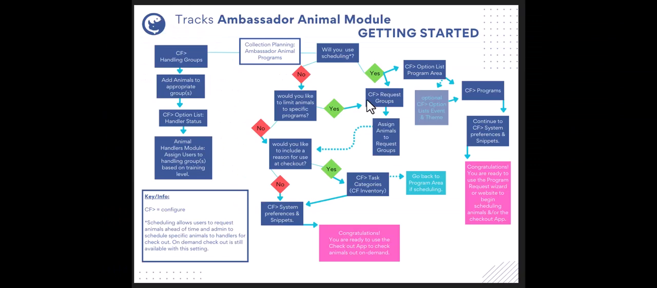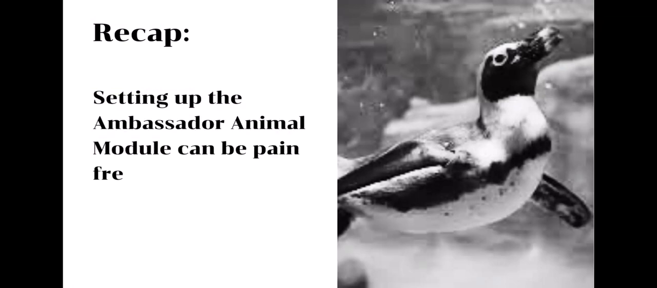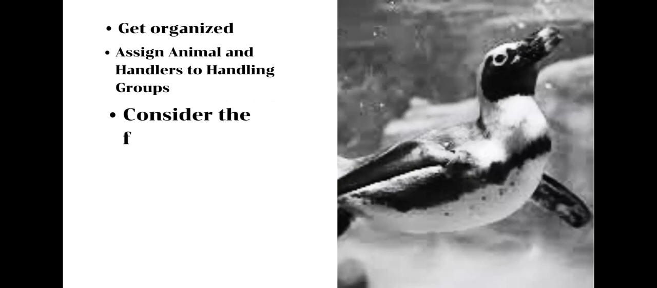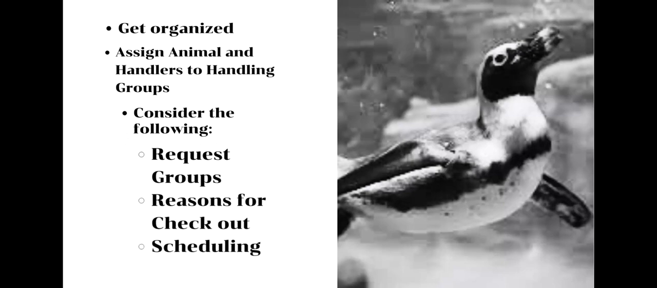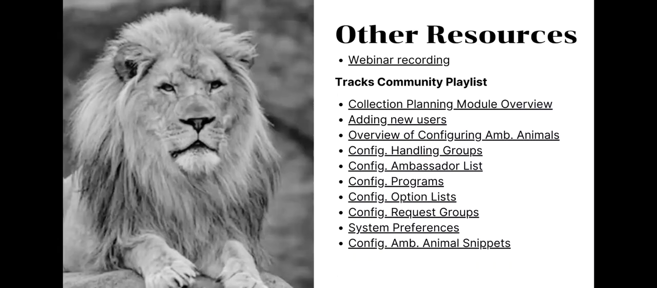Once you are set up for operation and using the app for checkout, we are standing by to help you build reports to monitor animal use and handler training plans. Let's recap. Setting up the Ambassador Animal module can be pain-free when you 1. Get organized, 2. Assign animals and handlers to handling groups, and 3. Consider the following: request groups, reasons for checkout, scheduling, and limiting availability with blocking tasks.